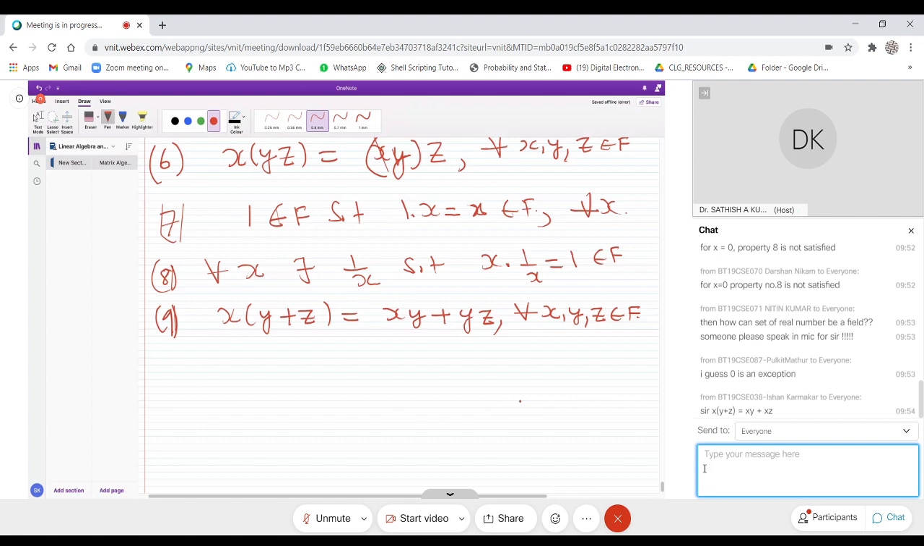Sir, in point number 8, x not equal to 0 is necessary, right? Yeah, because that 1 by x is there, na? Yeah, x not equal to 0, for every x not equal to 0. Yeah, thank you. x not equal to 0 is required, otherwise 1 by x may not exist, na?